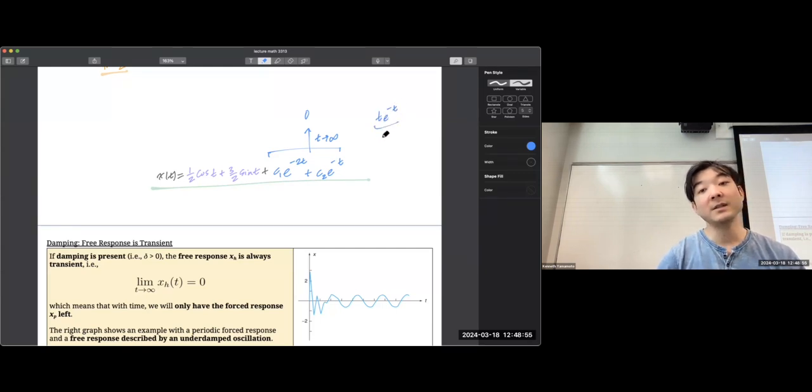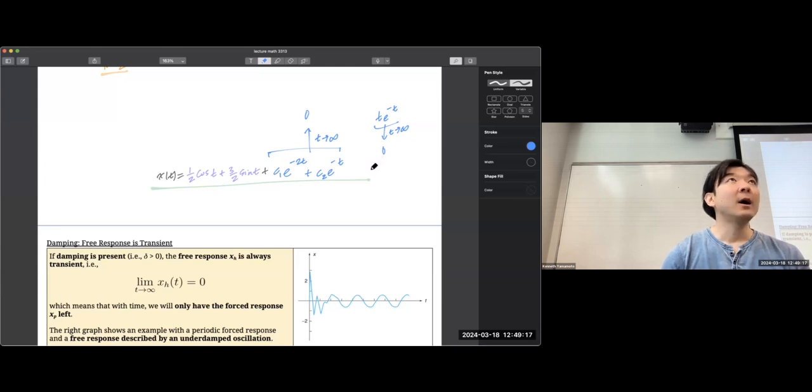As you make t go to infinity, what is this going to be? It'll still be 0. You could do L'Hopital's rule on this, right? Because the e to the negative t will decay much faster than t growing. T will definitely grow as you make t go to infinity, but this e to the negative t will dominate it and make it go to 0. So critically damped will also disappear.